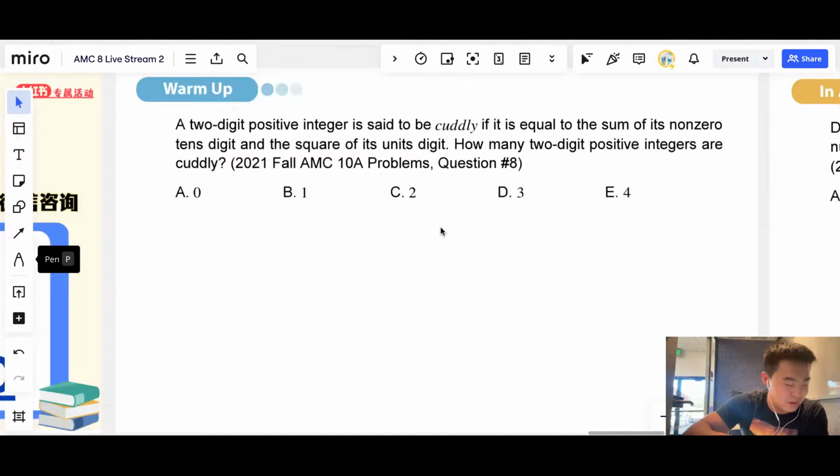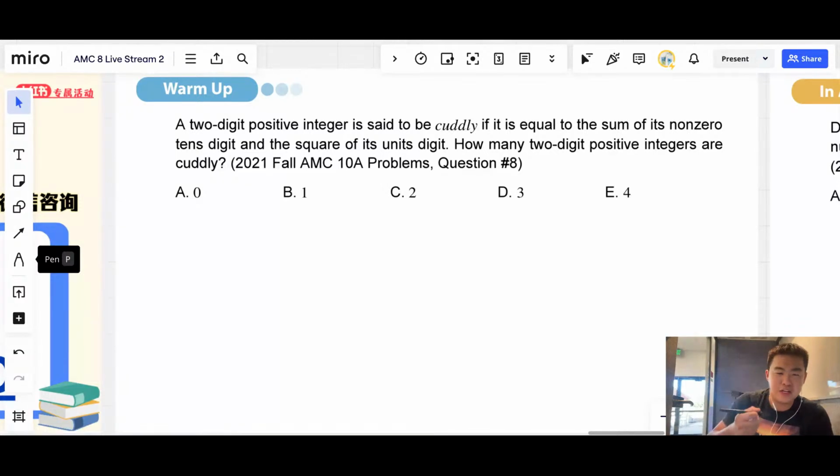Let's finish off today's problem solving session. Good. So the last two, they are challenging problems. So I will write down every detail. Okay. So the first one is a warm up. It's asking for a 2-digit positive integer. It's said to be coodly. It's a new word, coodly. If it is equal to the sum of its non-zero tens digit and the square of its unit digit.